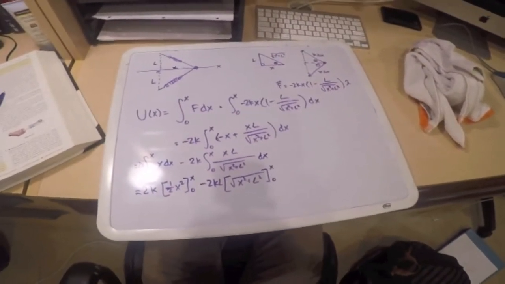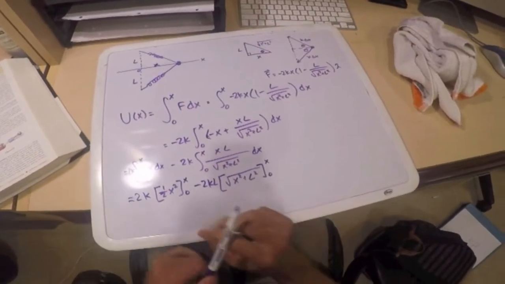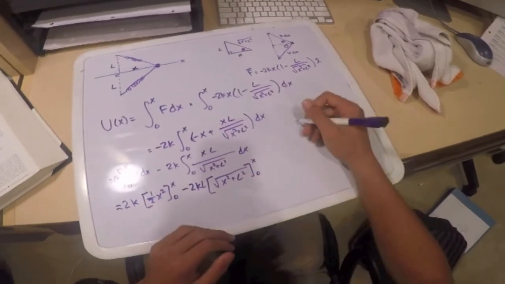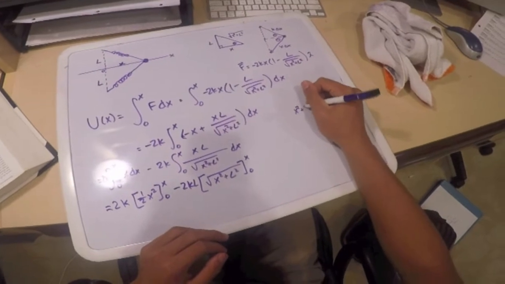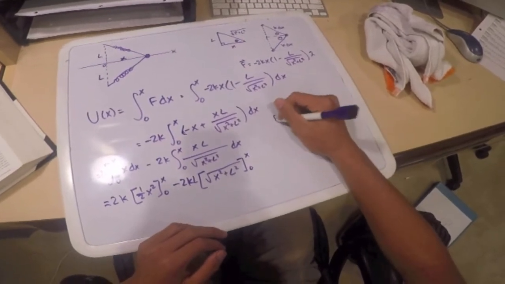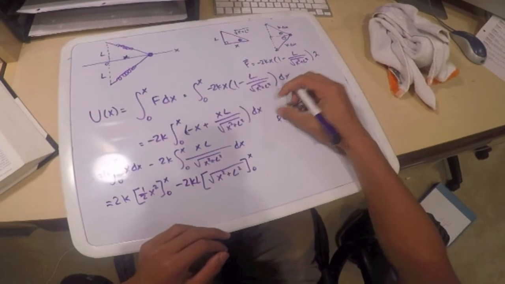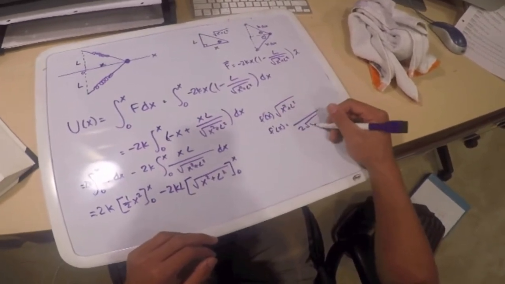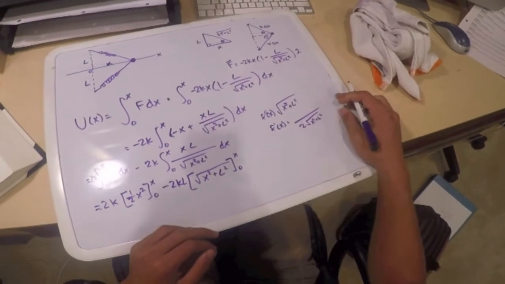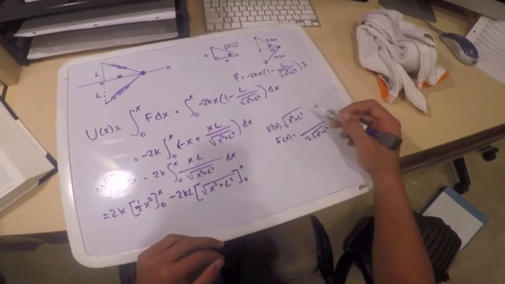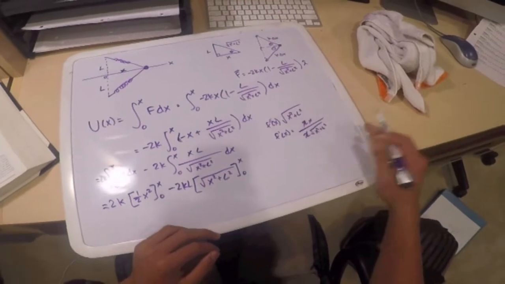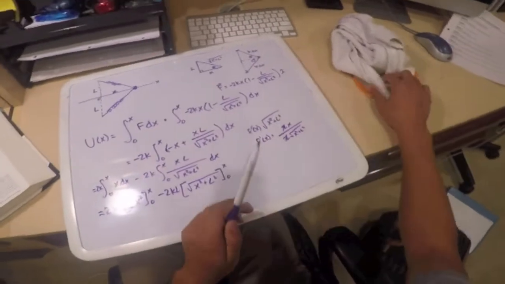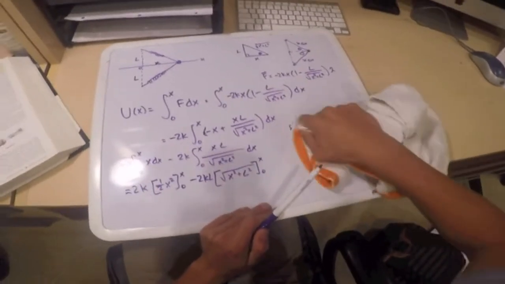The reason for that is, if you take the derivative of the square root of x squared plus L squared, f prime of x equals 1 over 2 times the square root of x squared plus L squared. Normally it would be 1, but we have a chain rule with x squared here, so that becomes 2x, and then the 2's cancel. So we have x over the square root of x squared plus L squared. So that's where that integration came from.